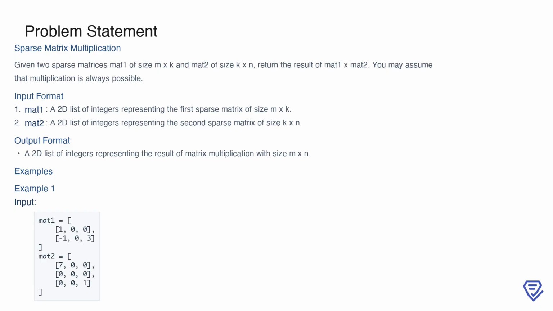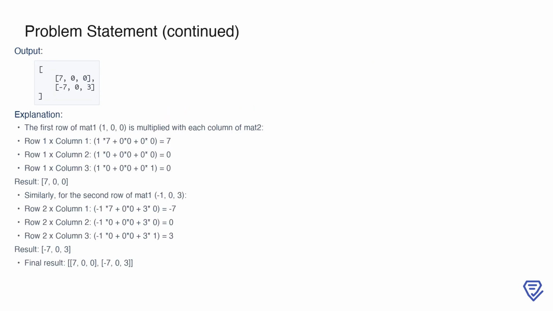The input consists of two 2D lists of integers representing these matrices, and the output will also be a 2D list representing the resulting matrix after multiplication. Let's consider an example to clarify how this multiplication works. In the first example, mat1 is a 2 by 3 matrix, and mat2 is a 3 by 3 matrix. When we multiply them, the result is a 2 by 3 matrix.